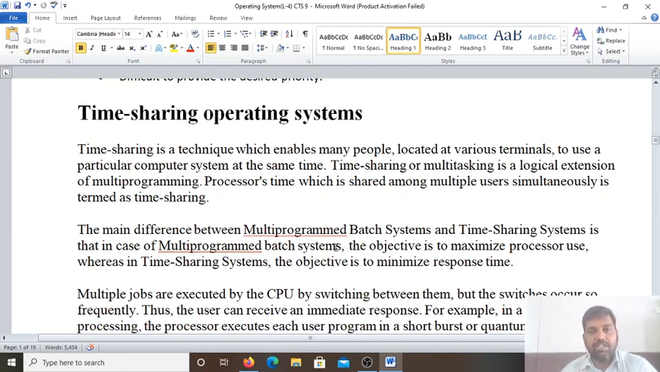The difference between the multi-program batch system and the time sharing system is that in a multi-program batch system, the objective is to maximize the processor use, whereas in a time sharing system the objective is to minimize the response time.